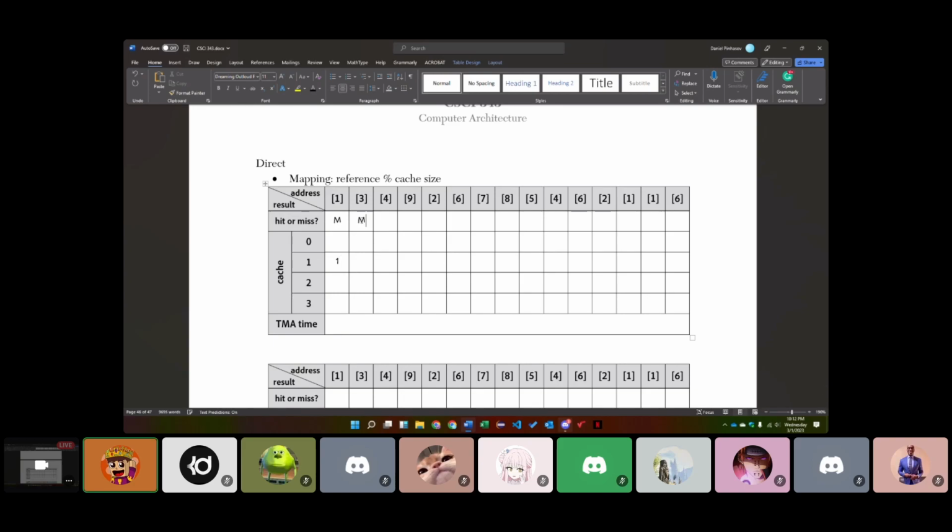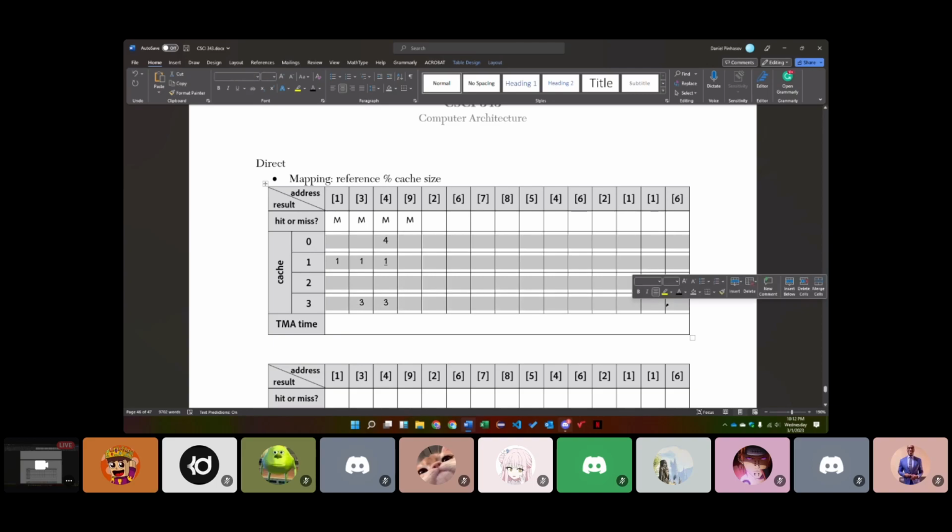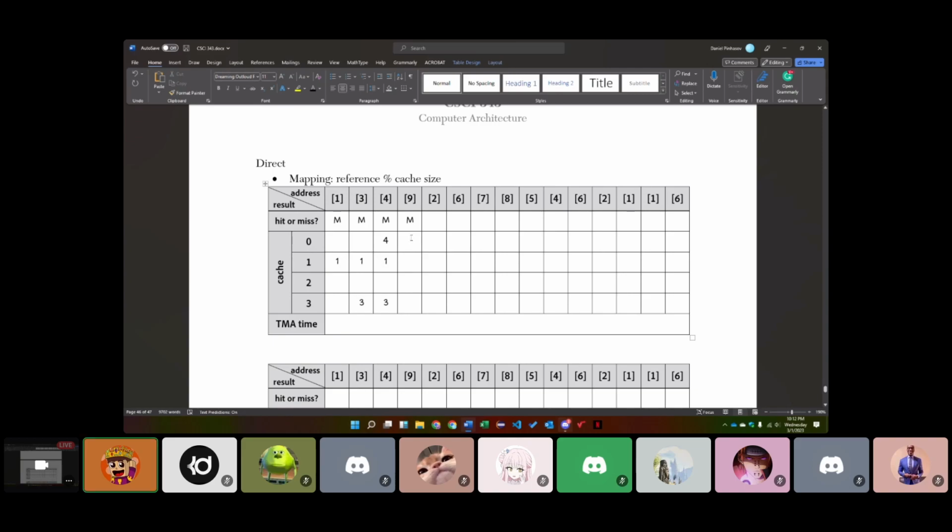And then 3 is a miss. 3 mod 4 is location 3. And then 4 is also a miss because it's not in the cache. So it goes in location 4 mod 4 is 0, goes here. 9's a miss. It goes in 9 mod 4, which is location 1.